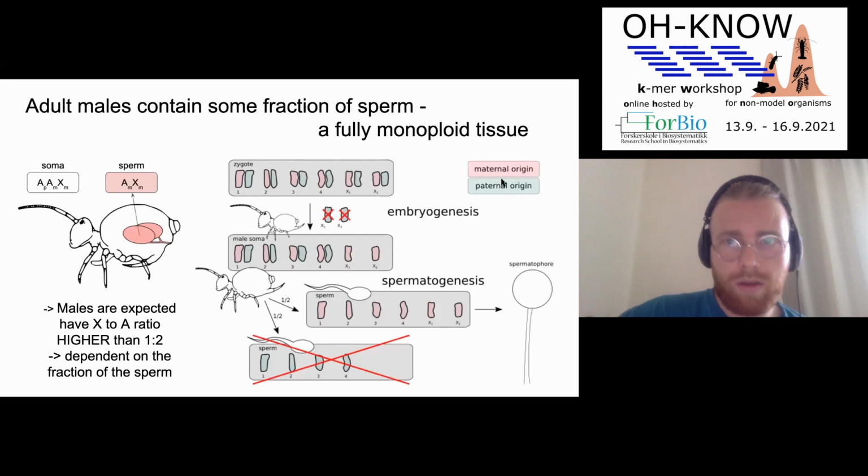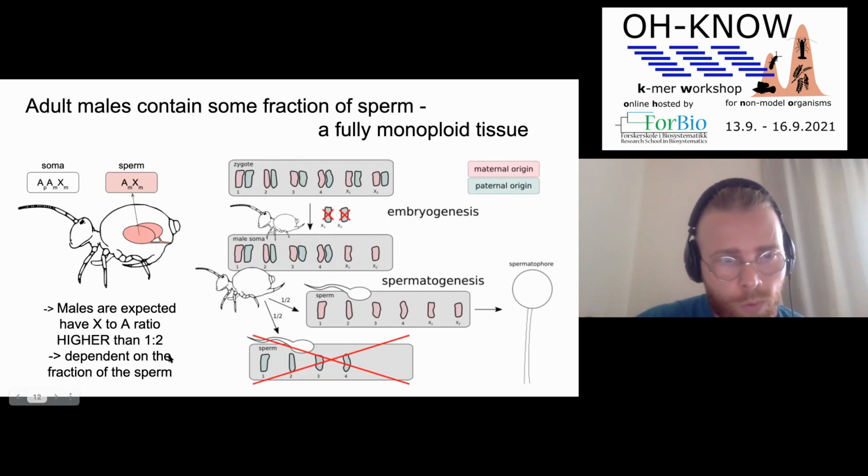So males contain some fraction of sperm that is fully monoploid tissue, which means that if we sequence a whole male, we will sequence 2 different tissues: the soma that has a 1-to-2 sex chromosome to autosome ratio, and the sperm that has a 1-to-1 sex chromosome to autosome ratio. So we do actually expect that the X to A ratio would be more than 1-to-2.